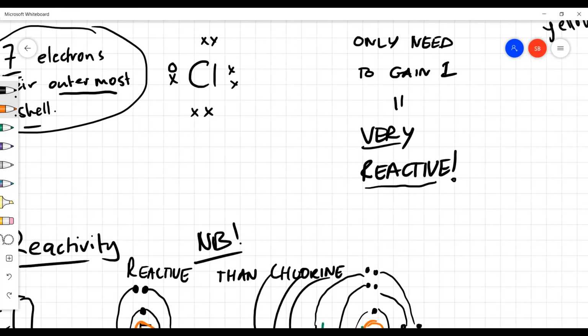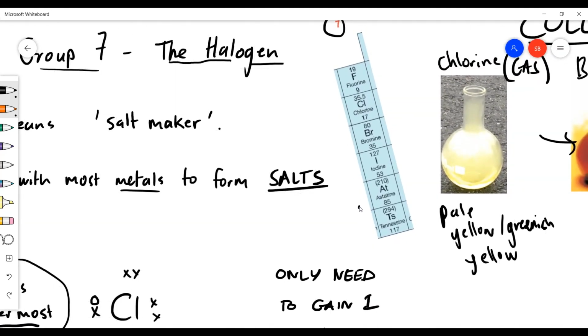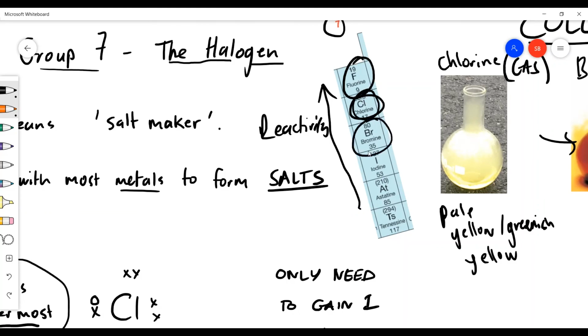So if you have a look at the periodic table one more time, if you go upwards like this, the reactivity is going to get more and more. So fluorine will be more reactive than chlorine, or chlorine will be more reactive than bromine. Okay, let's leave it there for now, and I'll see you in the next video.